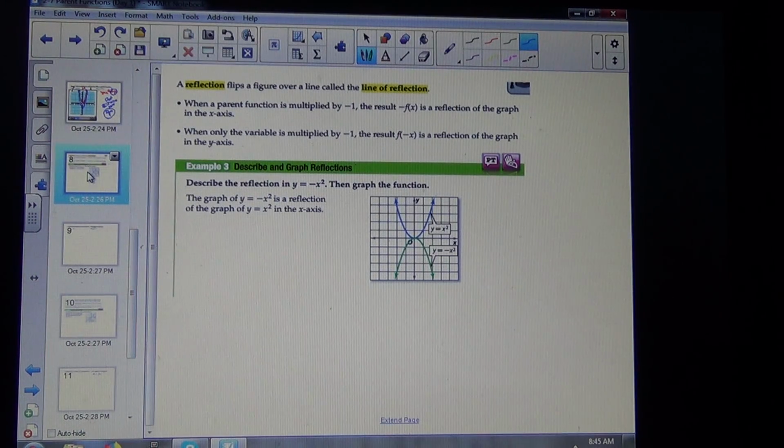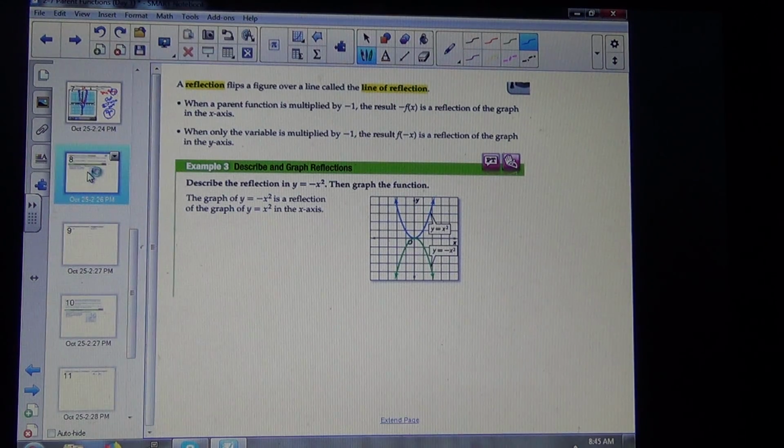Alright, so the translations I think are the easiest. These ones get a little bit more complex, but not bad. Okay, so the next one here is a reflection. So it flips your graph. So on this example 3 here, it says describe the reflection in y equals negative x squared.